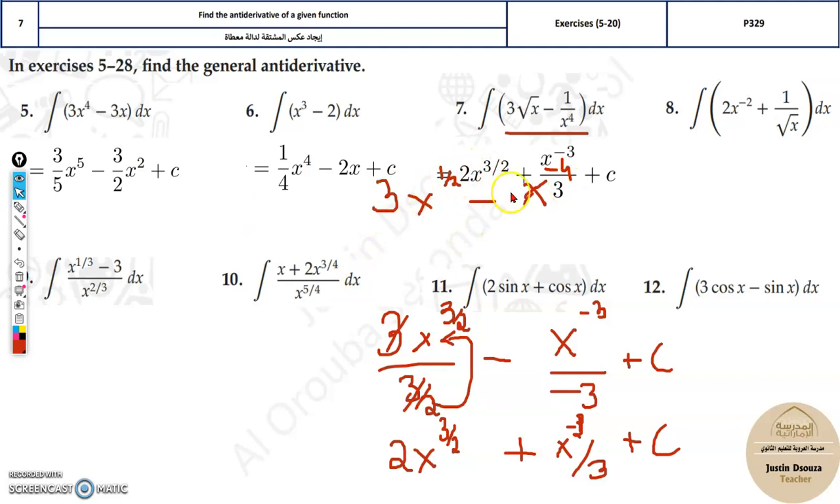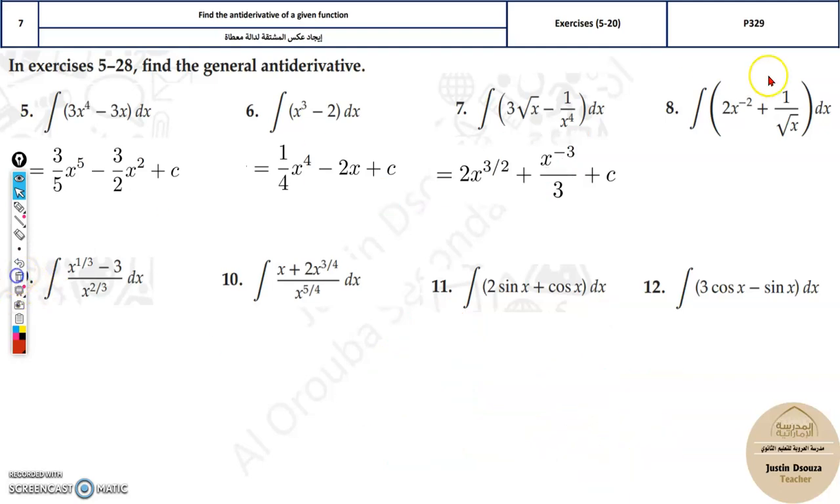So you can see it is 2x to the power 3 by 2 plus x to the power minus 3 by 3 plus c. This is again similar. All you need to do is, this is again minus only. It will be plus 1, and over here square root will be half. But it will go up, it will be minus half. So add half, it will be plus half. So this would be x to the power minus half, when you add 1, it would be positive half. Similarly, please do the others.